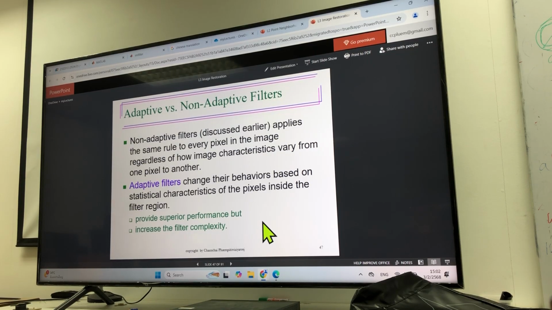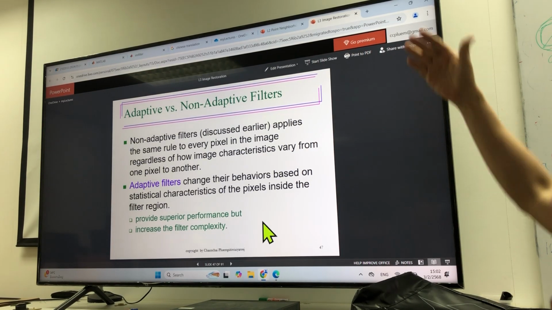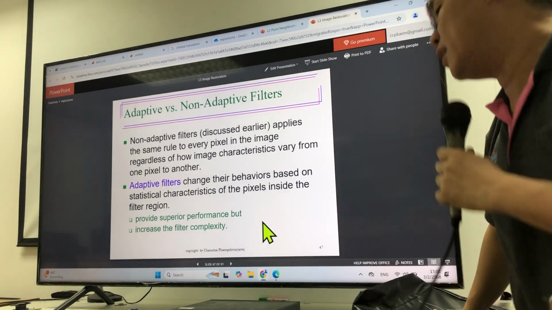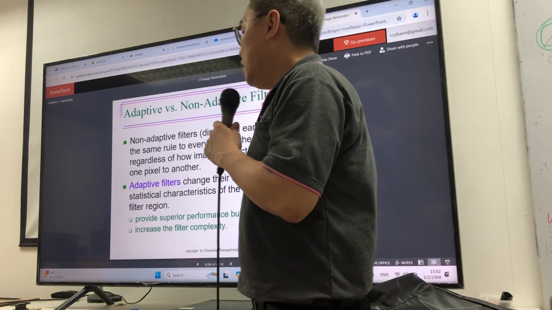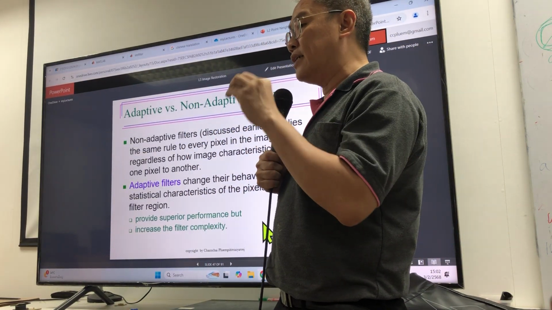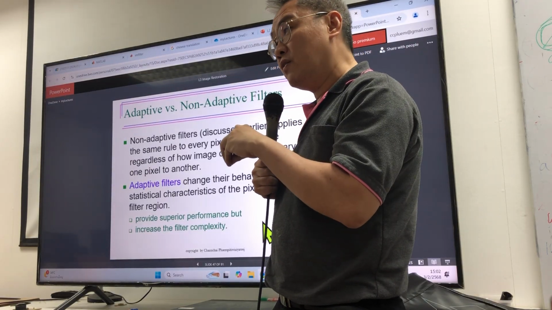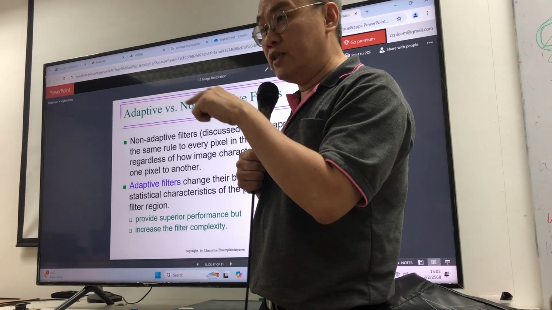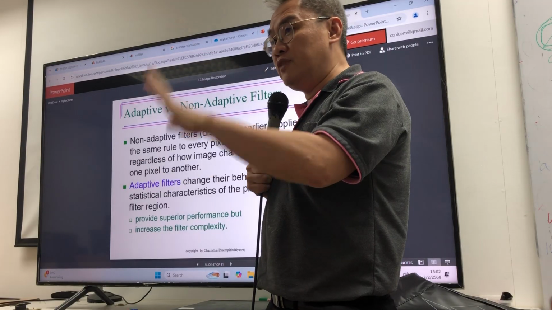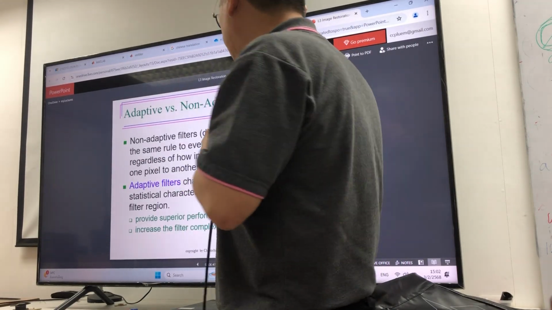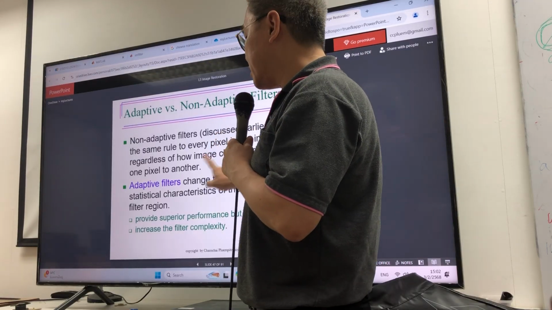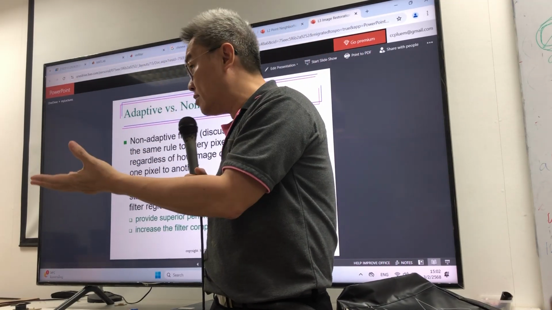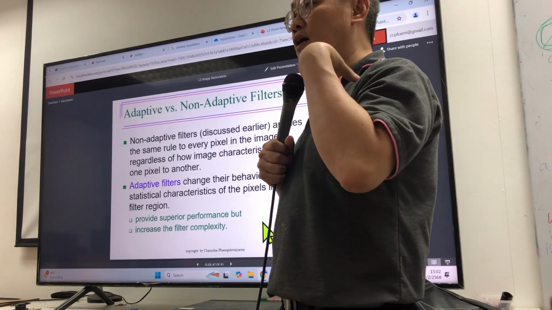Next, we could have an adaptive filter. So far, what we have learned is non-adaptive. A lot of times, you might use an adaptive filter. Adaptive filter means you don't apply the same formula every single time. You have a condition to change the filter. You change the behavior based on the statistics of the image, so it depends on the image and on the noise.